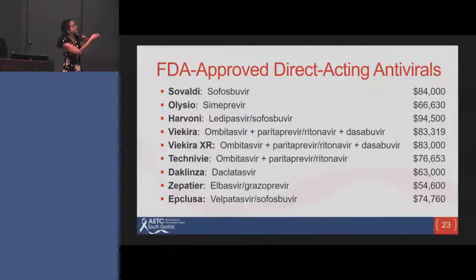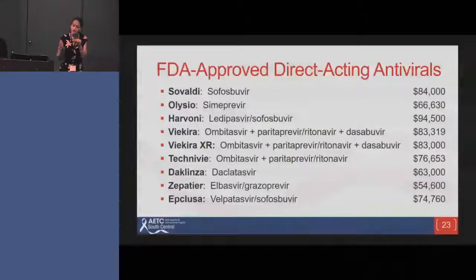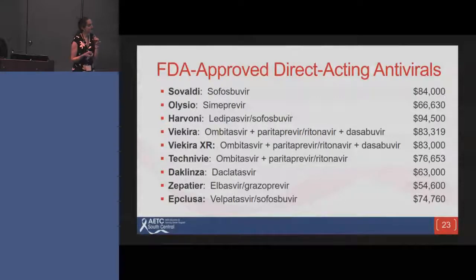treatment. And you can see that some of these drugs, like the top two and the third from the bottom, so sofosbuvir, simeprevir, and daclatasvir, are single drugs. They have to be combined. So usually it's sofosbuvir plus either simeprevir or daclatasvir. So that ends up being about $150,000 for a 12-week course.